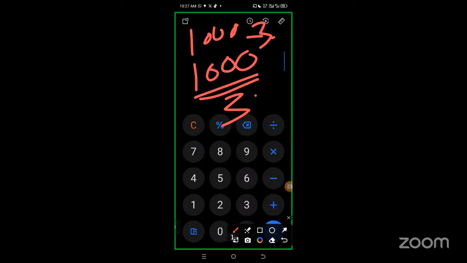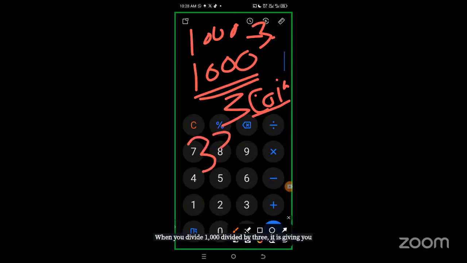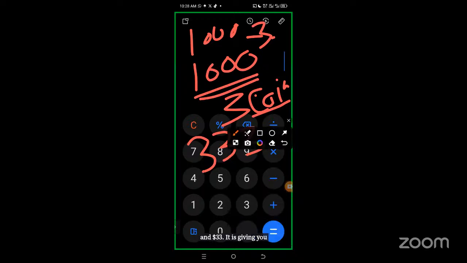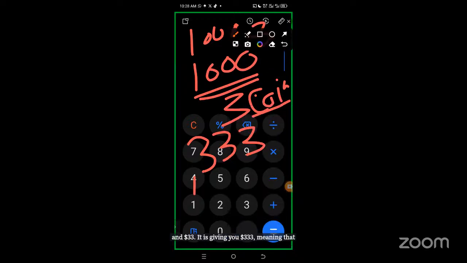$1,000 divided by 3. And 3 is what? 3 is the number of coins that you are going to be trading in a day. When you divide 1,000 by 3, it is giving you $333, meaning that in the first coin, you are going to invest $333. And in the second coin, you are also going to invest $333.